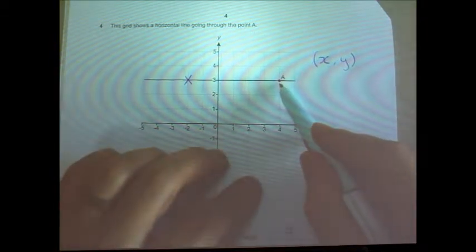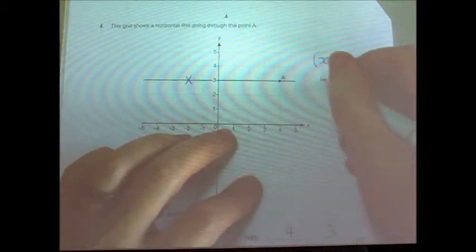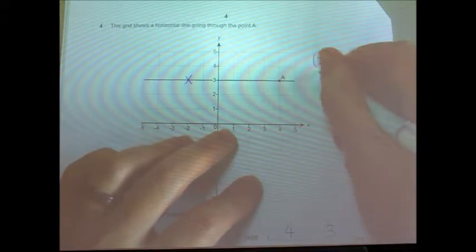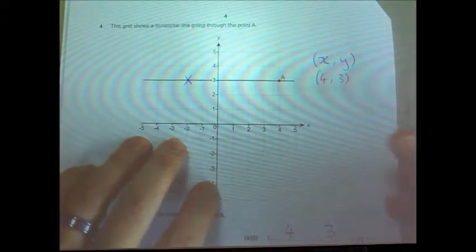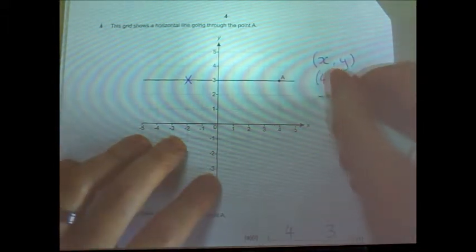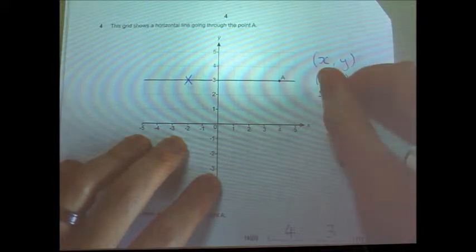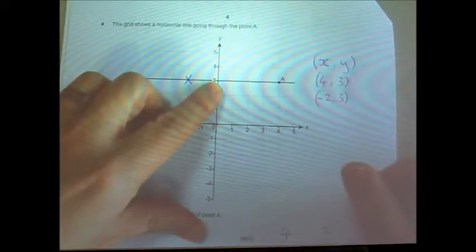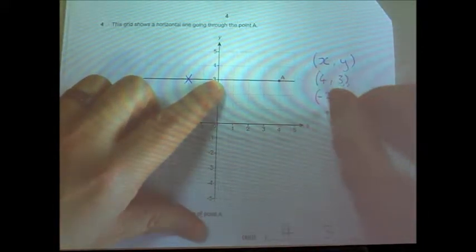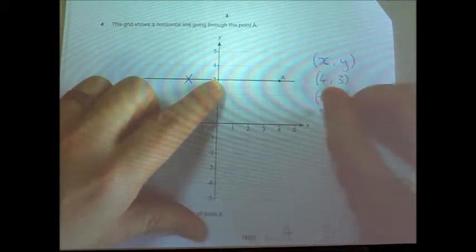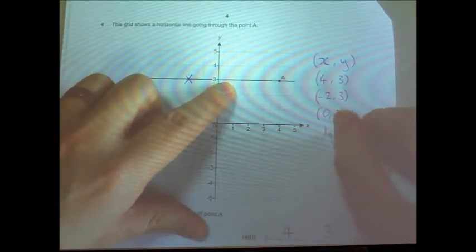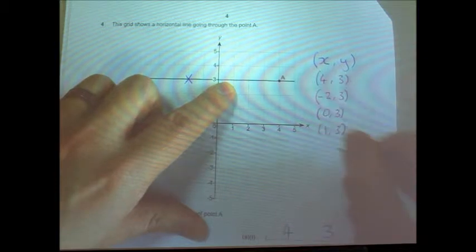So this point here, point A is 4, 3. So I'll plot point 4, 3. I'll plot the point I did over here, which was -2, 3. I could plot that point there, which is just literally where my finger is, so that would be 0, 3. I could plot the point next to it there, which would be 1, 3. Plot the point next to that, which would be 2, 3.